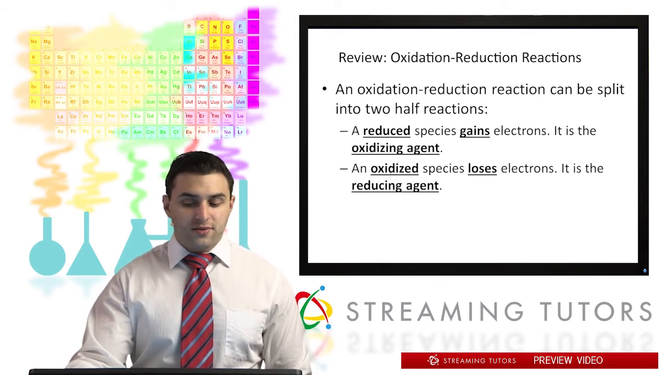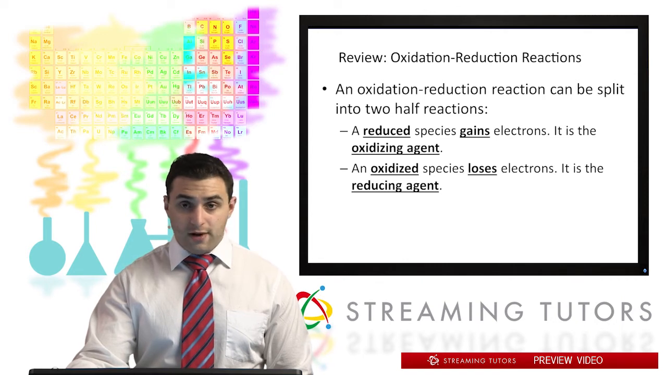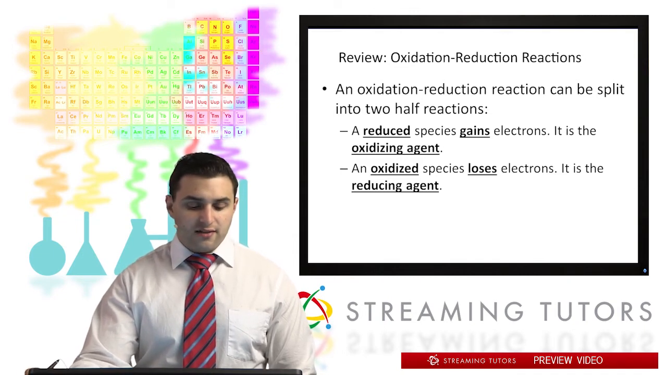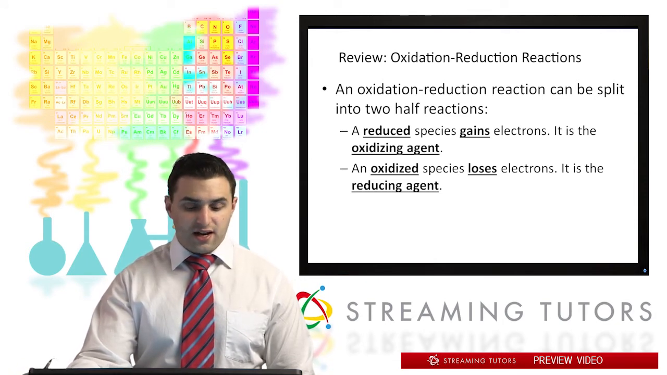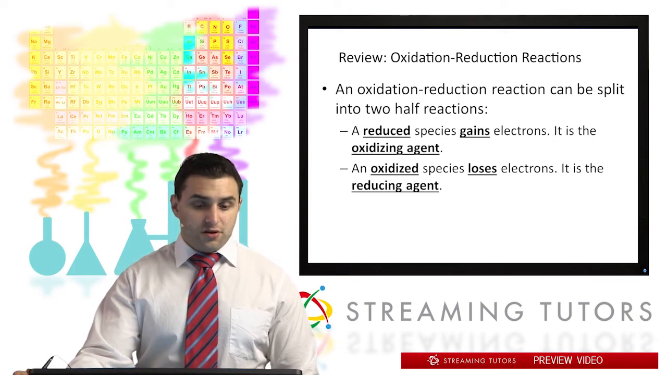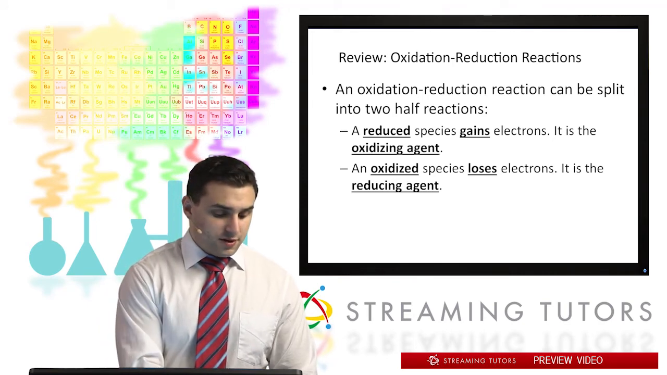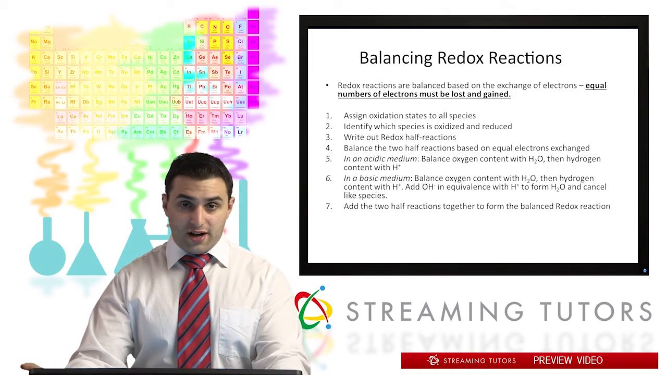So just to review the terminology, remember that we can split any kind of redox reaction into two half reactions. First, there's a reduction reaction in which the species gains electrons, and then there's the oxidation reaction in which electrons are lost. And you remember that the reduced species is the oxidizing agent, and the oxidized species is the reducing agent. So the other thing we have to be able to do is to balance our redox reactions.